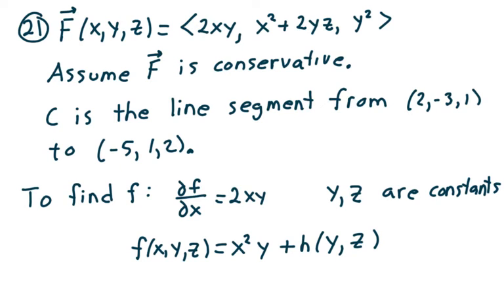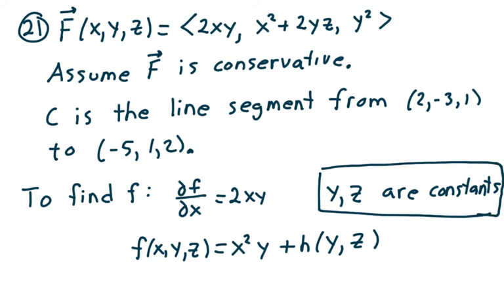Now, to find my potential function, I'm going to set the partial of f with respect to x equal to 2xy. It's very systematic, you guys. Now, here, y and z this time are constants. So we've got to be aware of that. Y and z are constants. So f of xyz is x squared y plus h of yz.